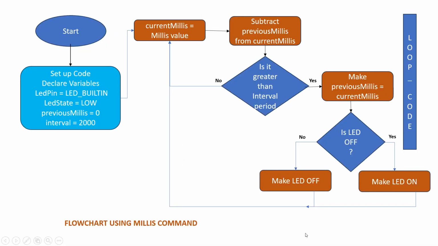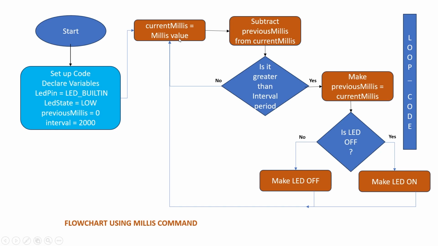Now without using delay command. So this is the block diagram. You can see here we start and declare in the static code we declare LED pin as LED built-in, that means our pin number 13. Then LED state, another variable we have taken, that we have set to low, and previous Millis to keep the Millis values, that we have initialized to 0, and interval 2000, that means 2000 milliseconds.